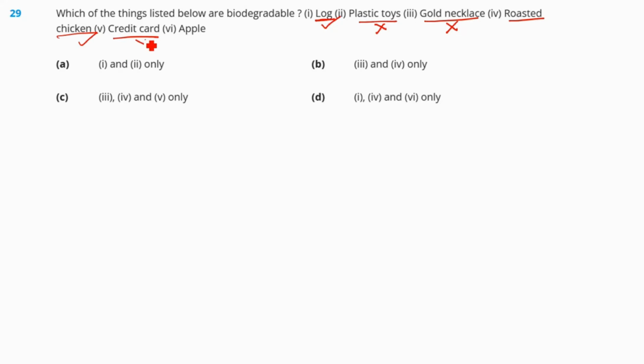Credit card, no. Apple is yes. So 1, 4 and 6 are the correct options. So D is our correct answer.